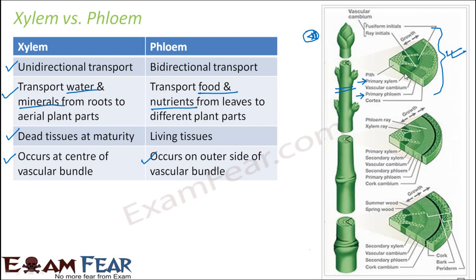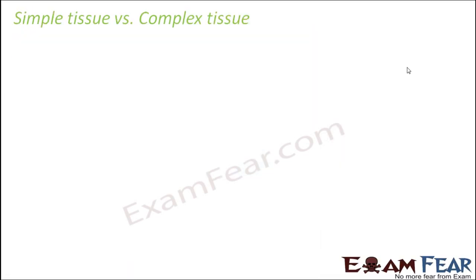Here if you see, this is the xylem. This dark green colored structure which you see is your xylem, and this light green structure is the phloem. So xylem lies towards the center of the vascular bundle and phloem lies towards the outer side of the vascular bundle. These were the major differences between xylem and phloem, and with this we end our discussion on plant tissues.